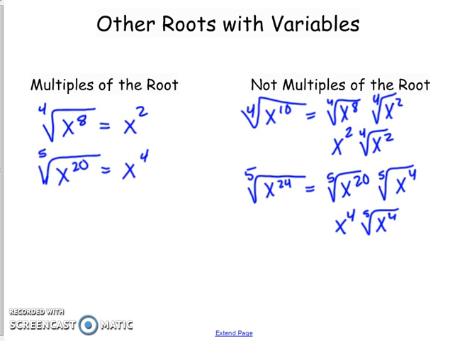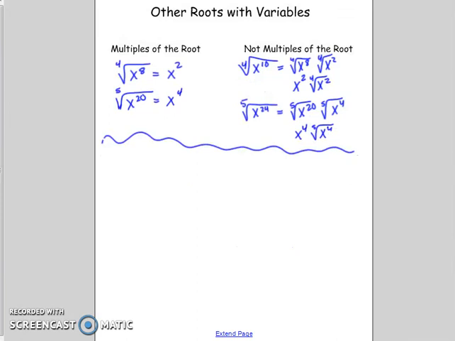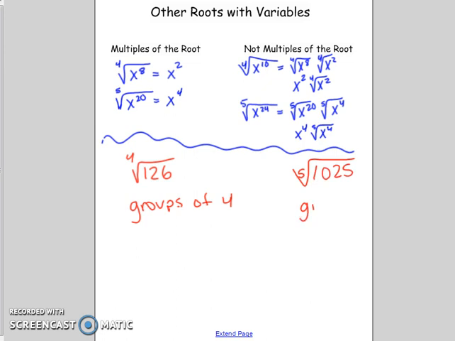If you have numbers, so this is something separate, if you're trying to find the 4th root of 126, okay, you're looking for groups of 4 when you break things down. If you're trying to find the 5th root of 1025, you're looking for groups of 5. Okay, so not the number 5, just groups of 5 of the same number. So whatever the index is, that's how many you need.